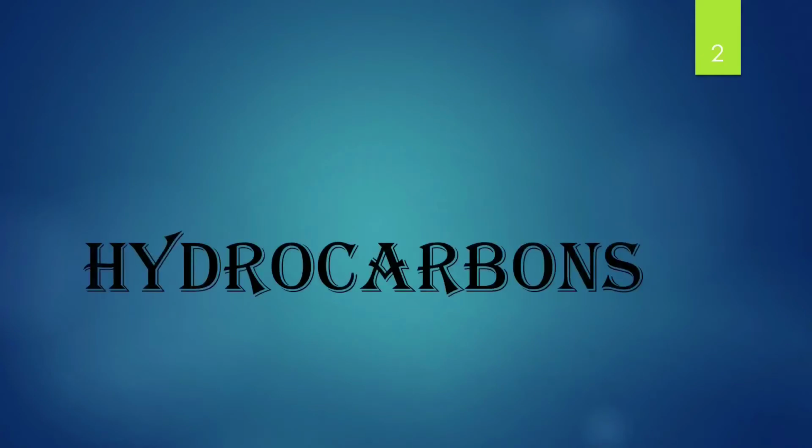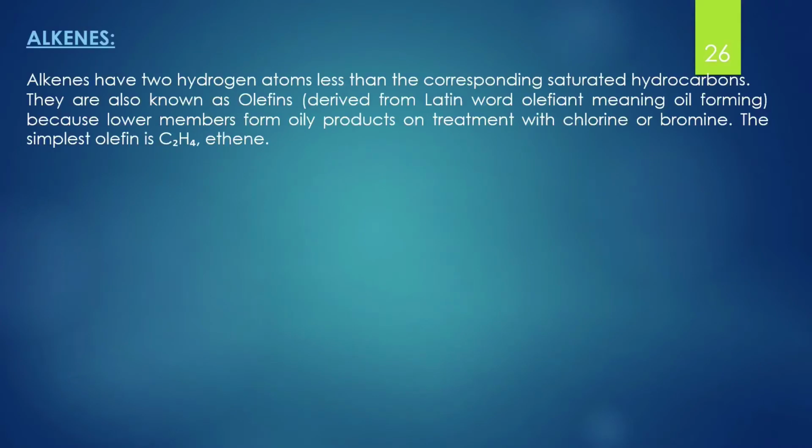In this video lecture, I will teach about alkenes in detail. Alkenes have two hydrogen atoms fewer than the corresponding saturated hydrocarbons. They are also known as olefins, derived from the Latin word olefiant meaning oil forming, because the lower members form oily products on treatment with chlorine or bromine.